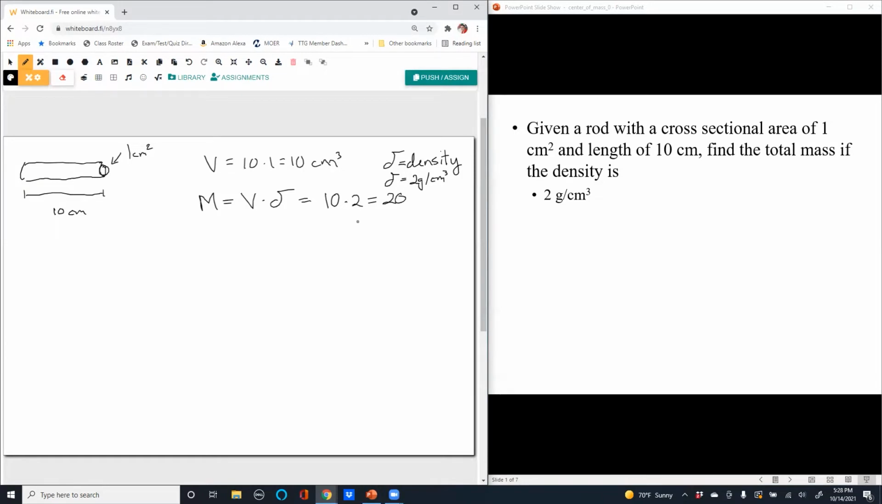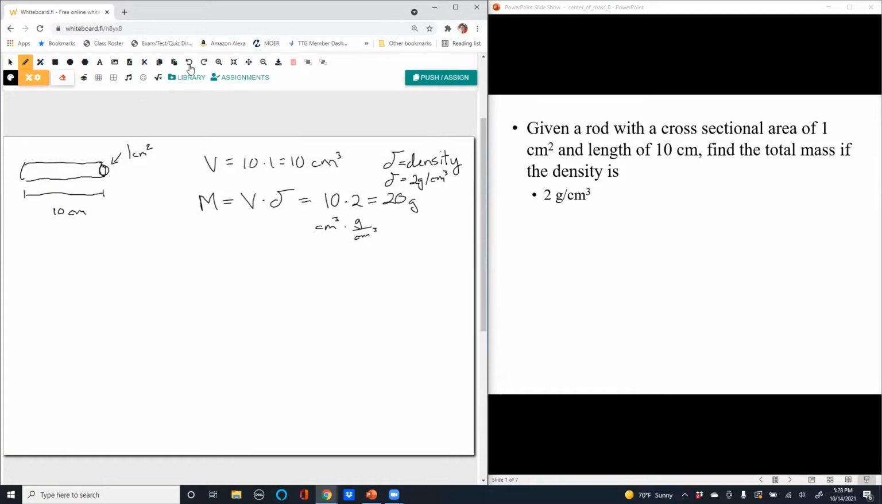And you guys crushed the preview activity, so I think you know what it is. I'm going to wait. 20 what? 20 grams. All right, because if we think about multiplicative structure, this was in centimeters cubed times grams per centimeter cubed. Boom, boom. There's the grams.